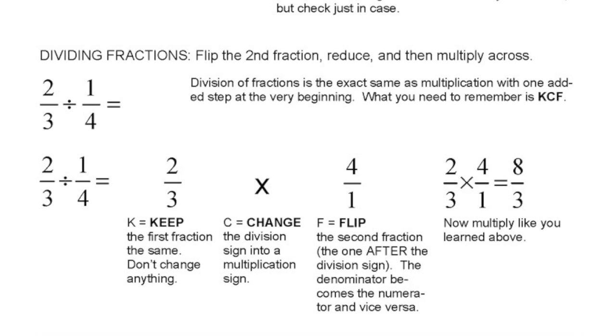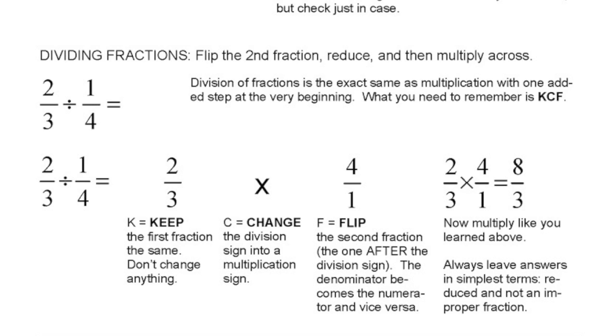So I get 8/3. Now remember, you always want to leave answers in simplest terms. That means reduced and not as improper fractions. I don't want 8/3 as my answer. You know how to convert an improper fraction to a mixed number. We talked about that earlier. So 8/3, 3 goes into 8 2 times with a remainder of 2. So your final answer is going to be 2 and 2/3.